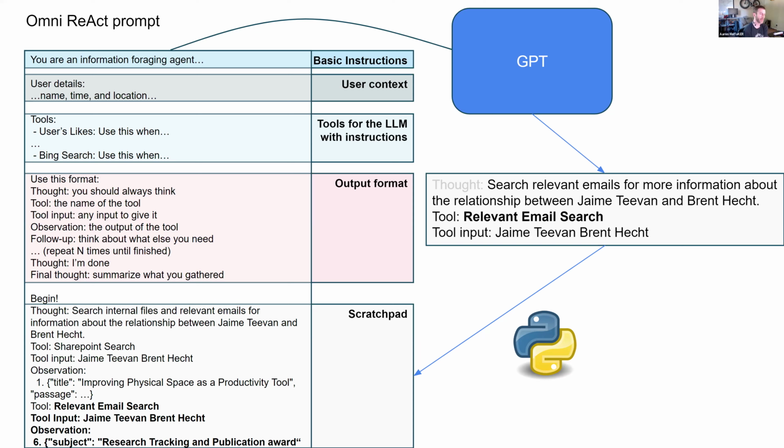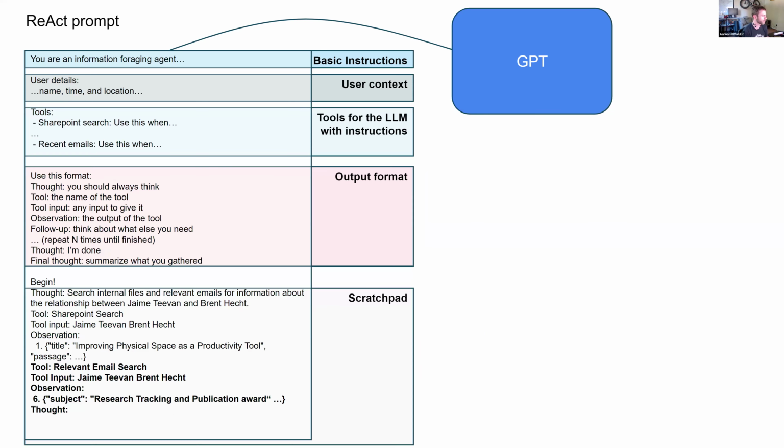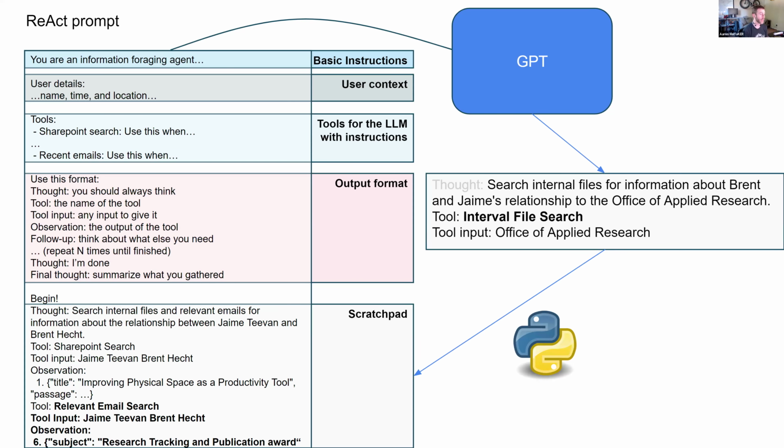This is, by the way, something I do a lot of work with: searching within an organization. This generally doesn't search your email history. Sorry, we can get into the details later if there are questions about that. But just think about this as it's just gathering more information. And then it can go again. And so this time it ran into something called the Office of Applied Research, which is an office I used to work in at Microsoft with both Brent and Jamie in it.